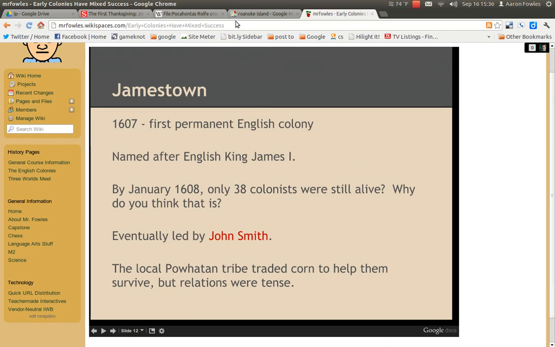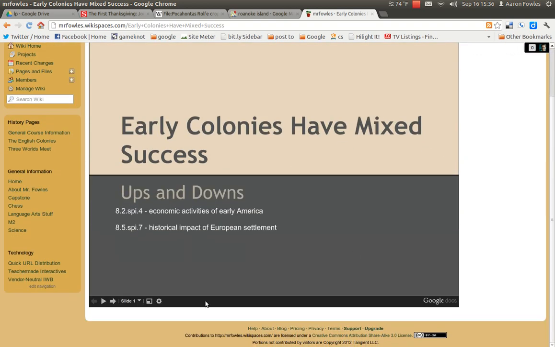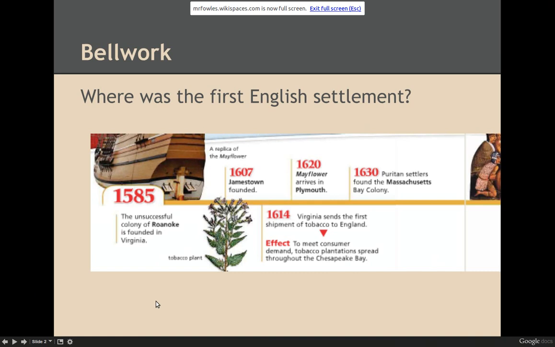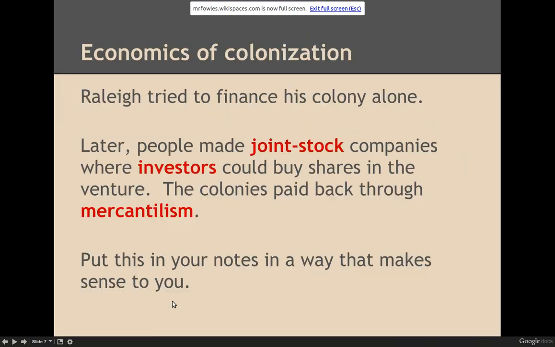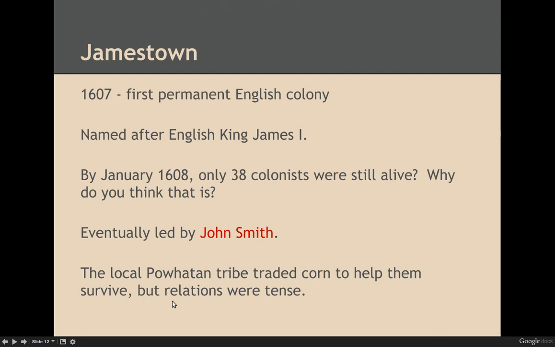Let me see if I refresh this, I might be able to go full screen again. They started a colony with 100 settlers, but within a year, only 38 of them were still alive. Why do you think maybe only 38 colonists were still alive? Well, an answer could be that they were unfamiliar with the terrain. It was a harsh winter.